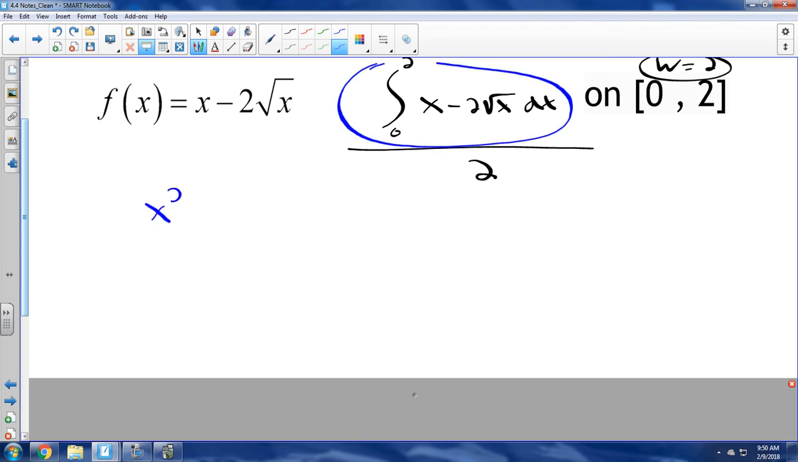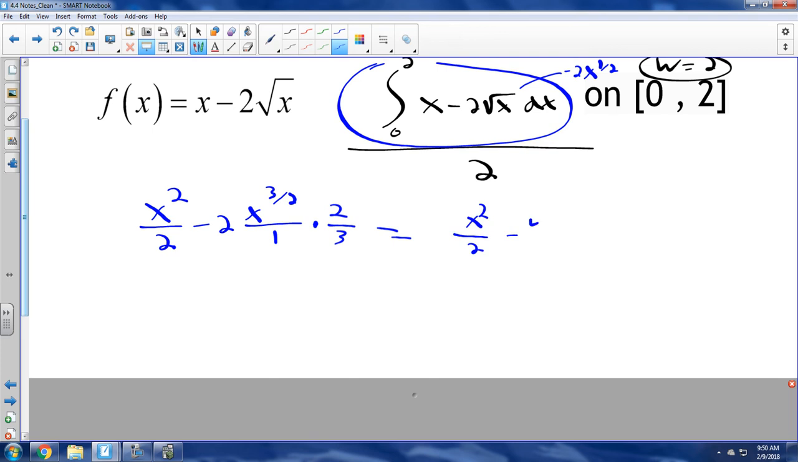So I have x squared over 2 minus, now this is a little bit tricky, we've got to figure out what this is. It's minus 2x to the 1/2. So we have that minus 2x to the 3 halves divided by 3 halves. But divided by 3 halves is to multiply by 2/3. Let's simplify that before we put our bar in. So we have x squared over 2 minus 4/3 x to the 3 halves evaluated from 0 to 2.